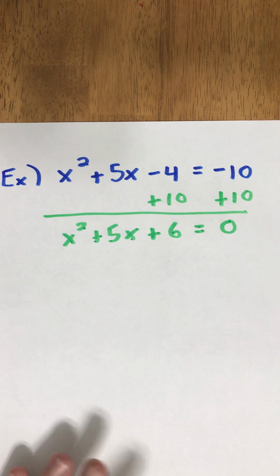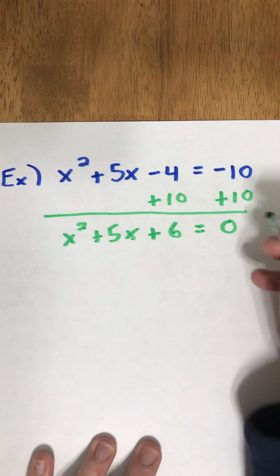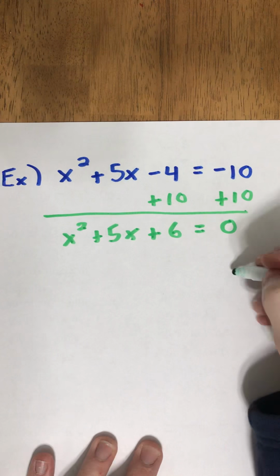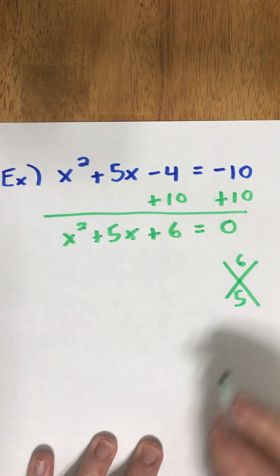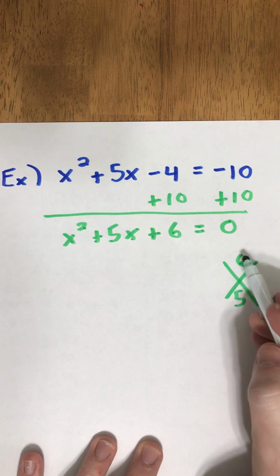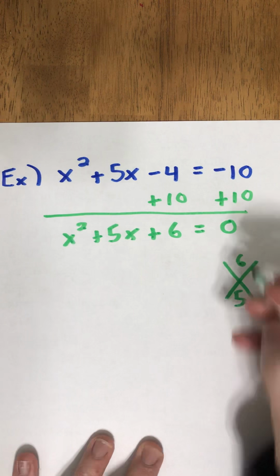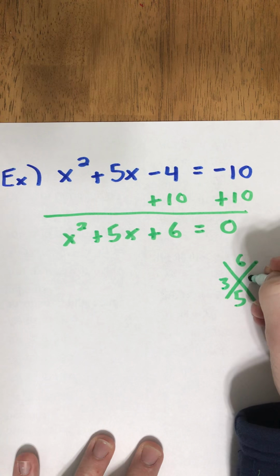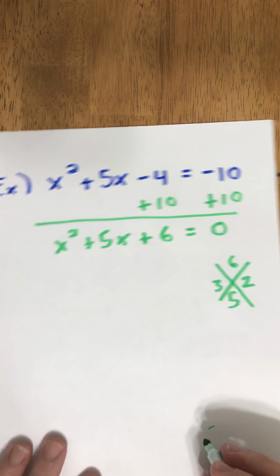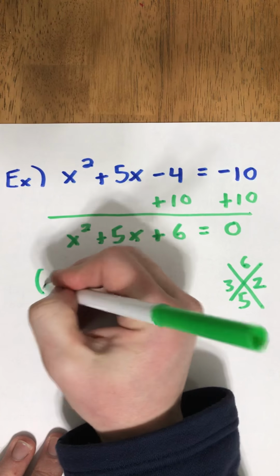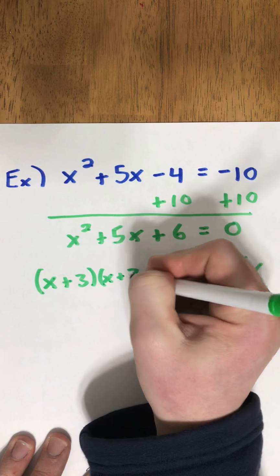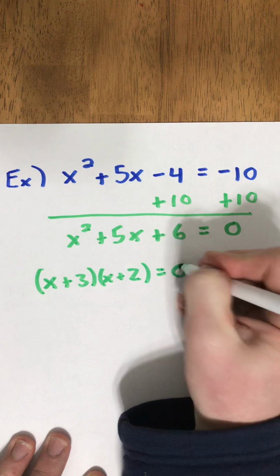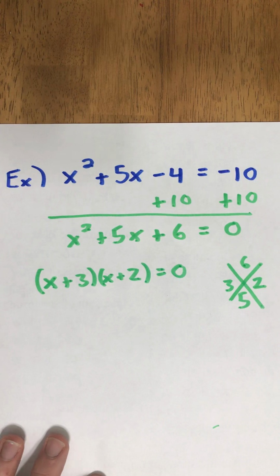Now once you've done that, it's the same thing as our last one. This is a trinomial. We're going to put our 6 here and our 5 here. We're looking for two numbers that multiply to give me 6 and add together to give me 5. In this case, 3 and 2. So I'm going to write in the parentheses here, x plus 3 times x plus 2 is equal to 0. And now I'm just going to solve this.